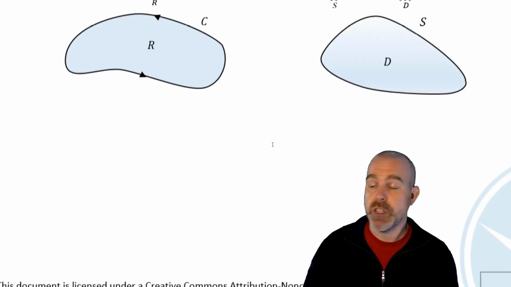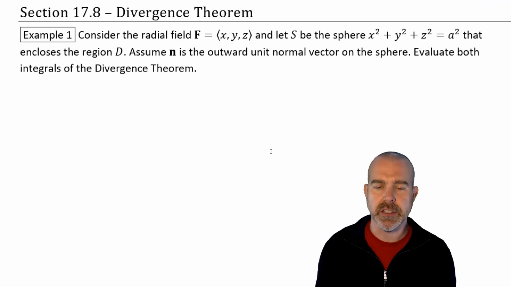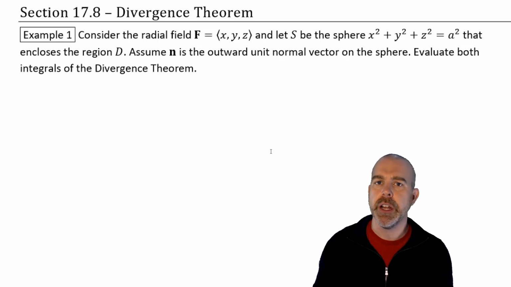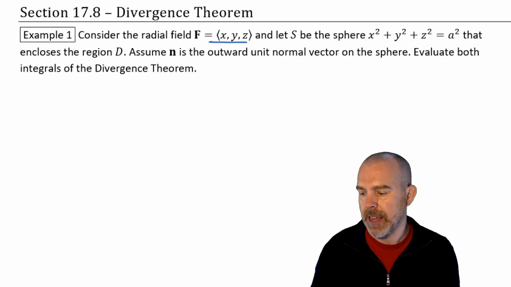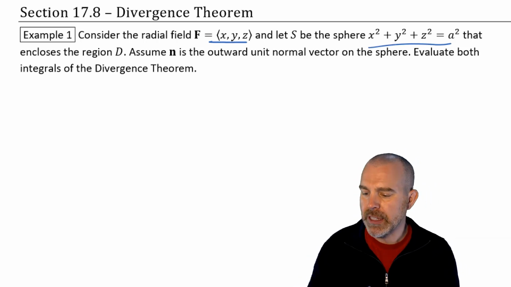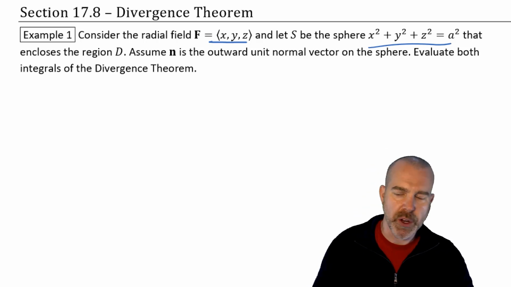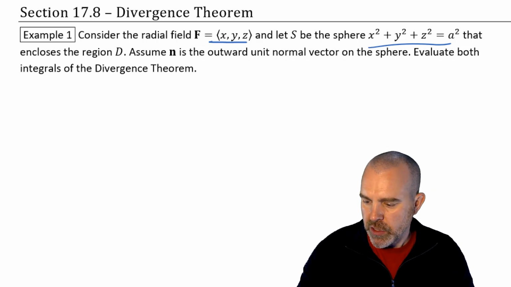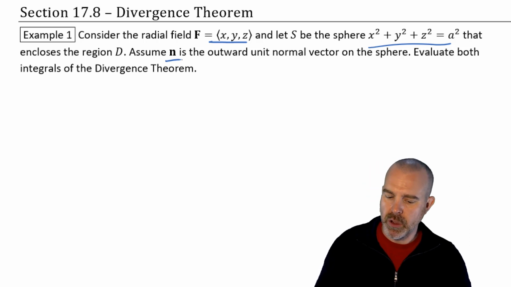So we are actually going to do just two examples in this section. The first one is a simple radial field. It's going outward, and the vectors are just the components x, y, and z. And S is our old friend, the sphere, and that encloses the region. We're going to do a general sphere of radius a, and assume n is the outward unit normal vector.